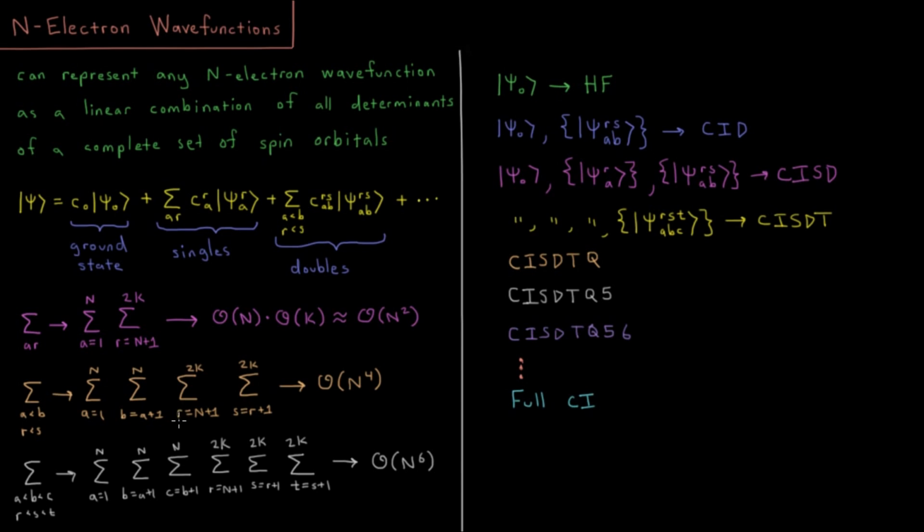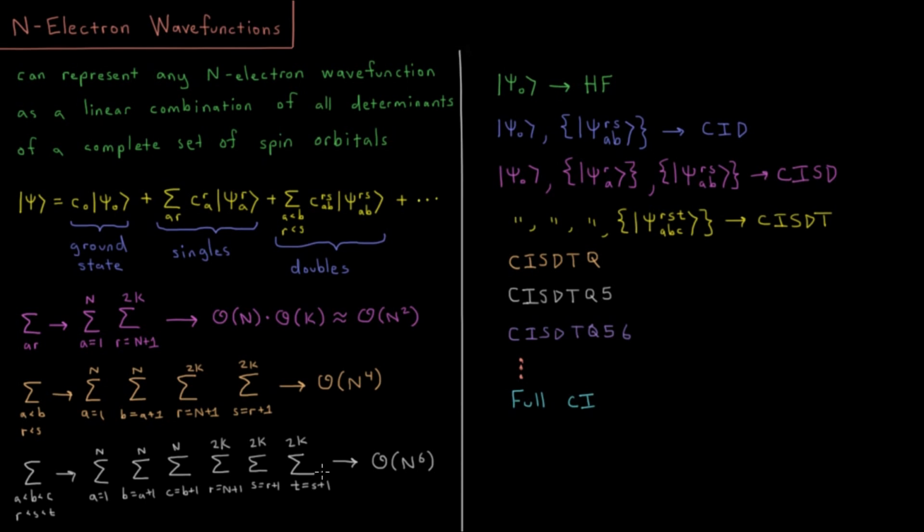And then the unoccupied orbitals, R equals n plus 1 to 2k, S equals R plus 1 to 2k. So there's on the order of n to the fourth of those. So already at doubly excited, we've got quite a lot of determinants to deal with. And then once we go to triply, we're getting all the way up to n to the sixth for this, I guess you would say triple-wise sum or triplet-wise sum. That's a less commonly heard term, but that's what it is.